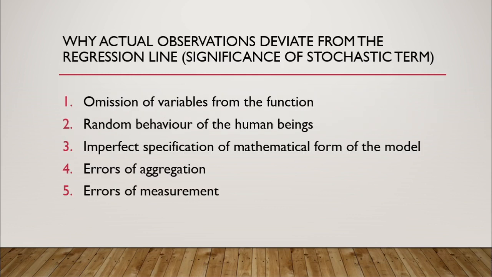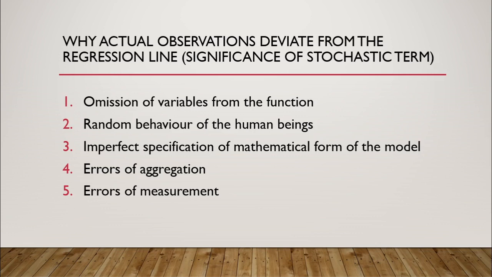Now, why do actual observations of the dependent variable deviate from the regression line? That is, why do actual observations of the dependent variable deviate from the estimated values of the dependent variable? Actually, this shows the significance of the stochastic term in our econometric model. So what are the reasons for deviation of observations from the estimated values? Here there are some important reasons which lead to the deviation of observations from the regression line.